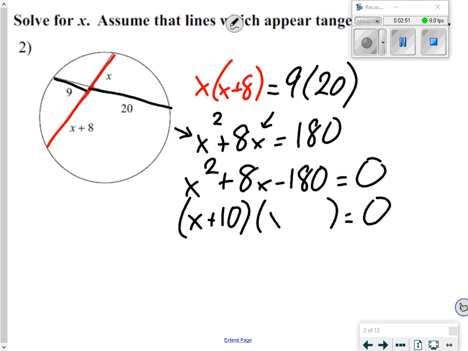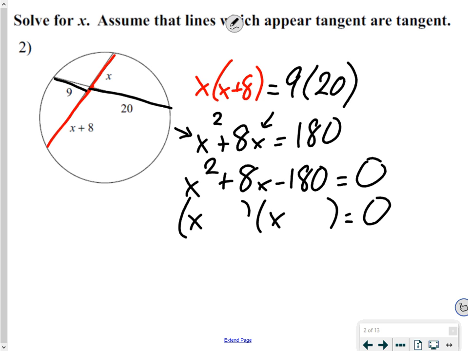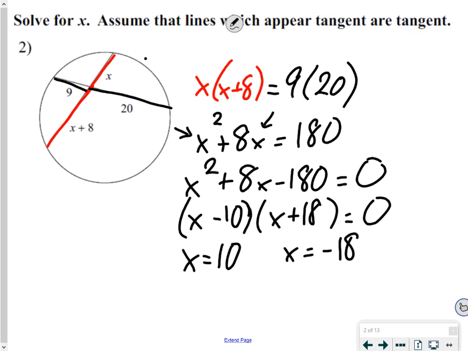We have 10. Wait a minute. No, not 10. All right, sorry, not 10, negative 10. And then positive 18. All right, so set each one of these equal to 0 and solve, and we would get x equals 10, x equals negative 18. And just a really quick check, if we take a look right there, negative 18 wouldn't work. So we just get x equals 10.